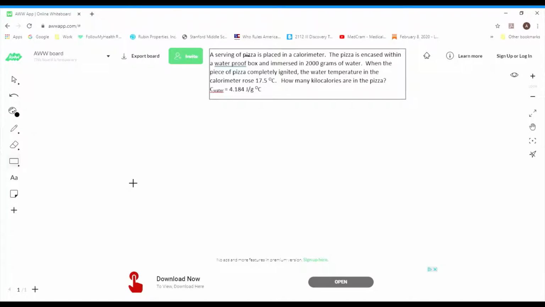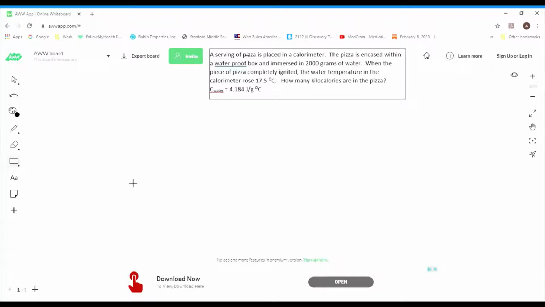Okay, so we're trying to figure out how many calories there are in pizza. Actually, we're trying to figure out how many kilocalories, which are the Calories with the capital C that they put on packaging. Okay, so let's take a look at how we're going to do this. What is our plan?